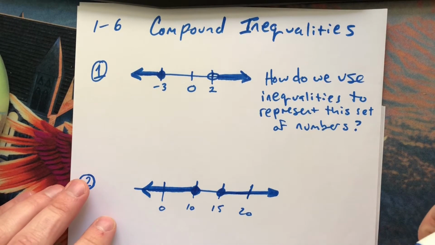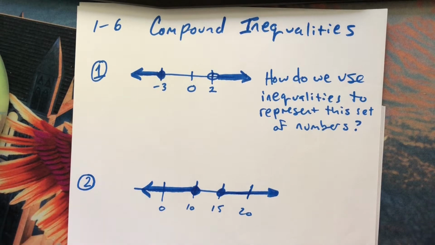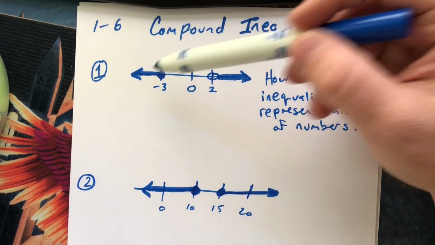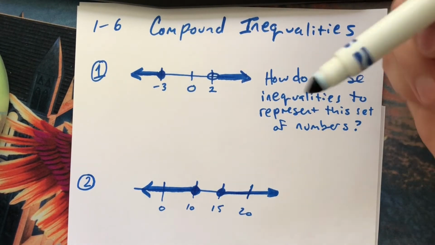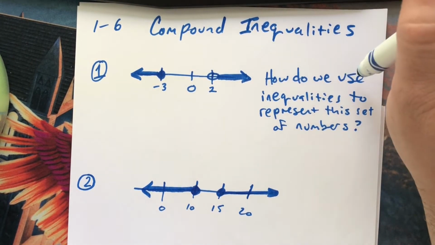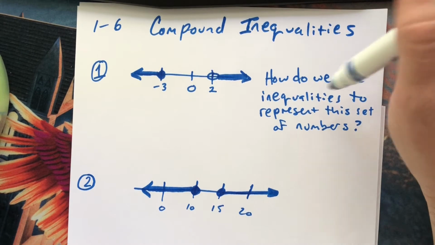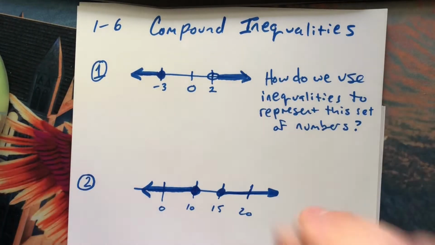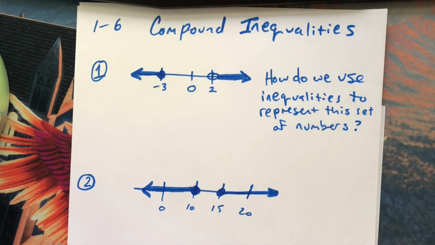Today we're going to be looking at compound inequalities. Sometimes we're going to have situations where there's two different parts of the number line shaded. So how do we use inequalities to represent this set of numbers? Remember, how do we use the little mouth guys? That's the technical term, right? So the little mouth guys.